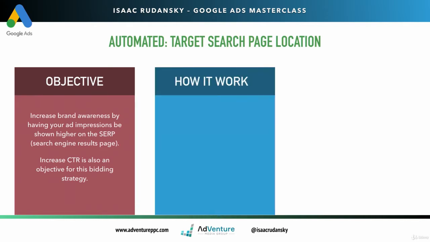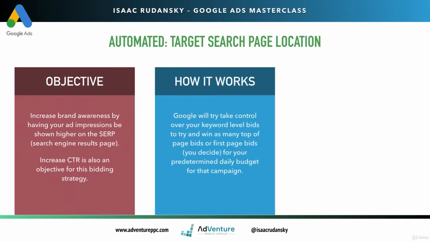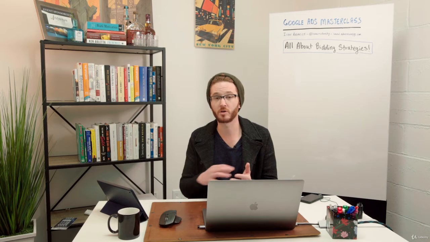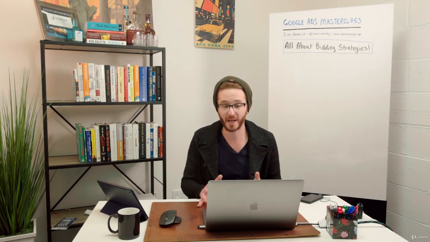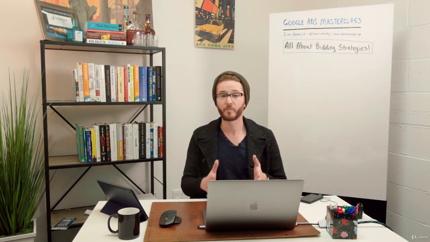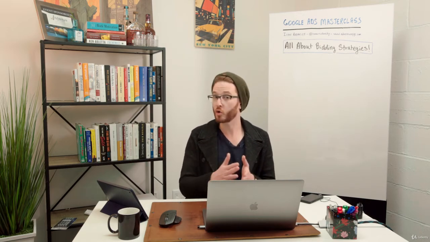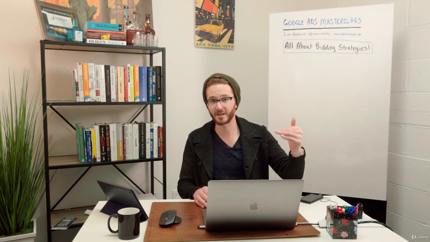How does this bidding strategy actually work? Google will try to take control over your keyword level bids and win you as many top of page bids or first page bids as you decide. You decide if you want to be at the top of the first page or on the first page of their search engine results for your predetermined daily budget for that one campaign. So again, Google hijacks your keyword level bids. You're no longer setting individual bids. You set a campaign bid, an ad group level bid, but you're not setting bids at the individual keyword level per auction. Google controls that. You just tell Google that you want to be at the top of the search page.